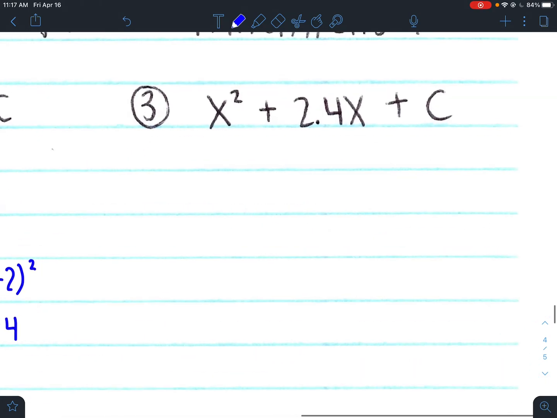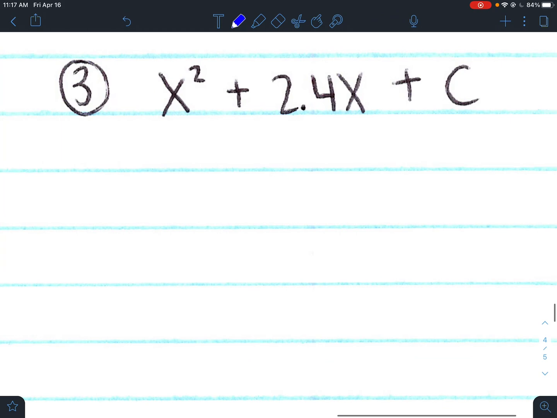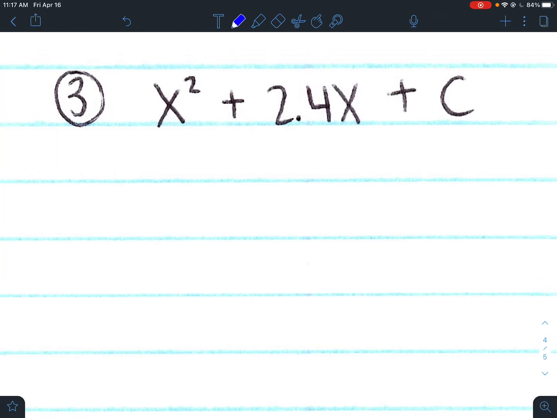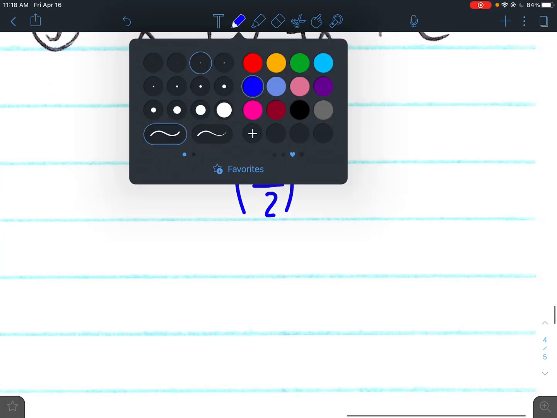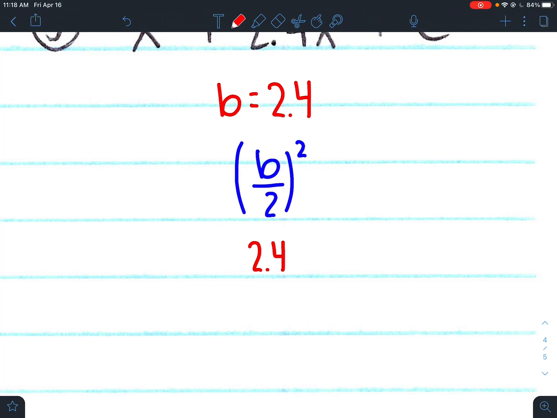All right, moving on to the last one, a decimal though. But again, treat it like normal. A is 1 here, so we're allowed to do that. Our a value is 1. Our b value is 2.4. Okay, so we're going to do b divided by 2 squared. Well, your b value here is 2.4. Now, because they gave you a decimal, you leave it as a decimal, right? We're allowed to do that.